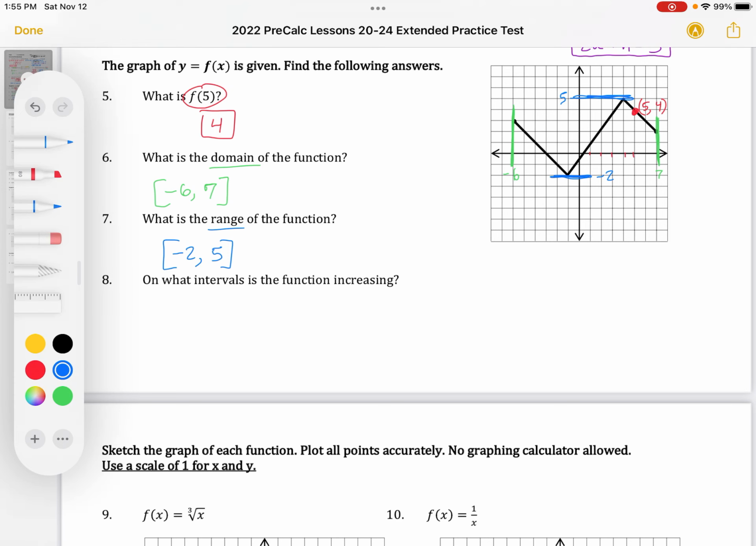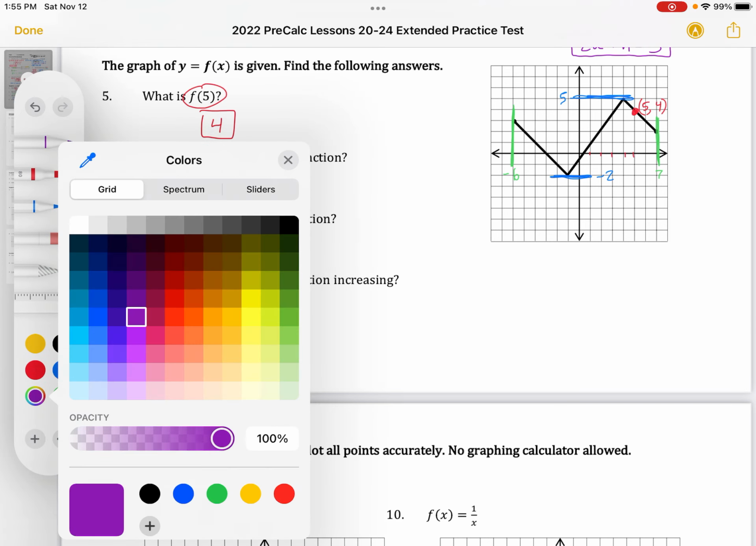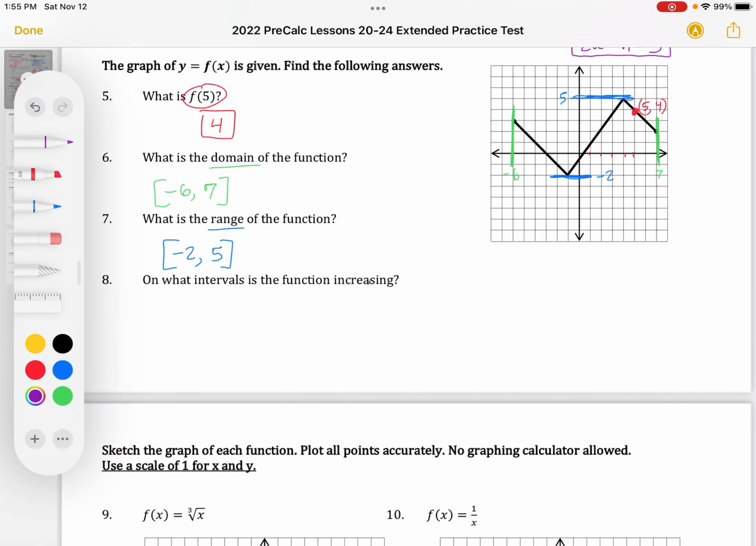All right, and then the last part of this problem says, on what intervals is this function increasing? Well, it looks like it's going up from this point to this point. And when you're talking about an interval, you only care about the x values. We don't really care about the y values here. We just care about the x values where it's increasing.